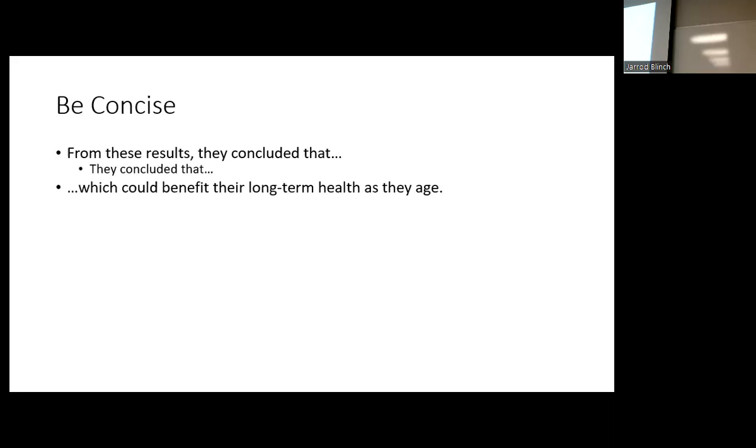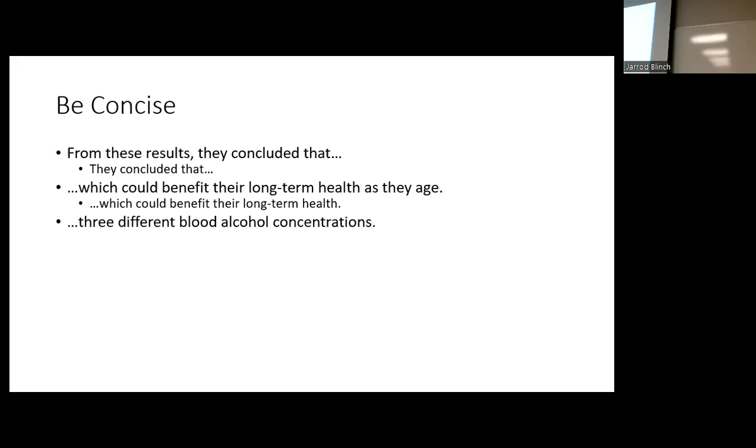Which could benefit their long-term health as they age. Well, we could just say which could benefit their long-term health. And if we're talking about long-term health, we're implying age. Just simplifying it. Three different blood alcohol concentrations. Well, we could just say three blood alcohol concentrations. If they weren't different, we would probably just say two blood alcohol concentrations. So we've got a redundant word in there.